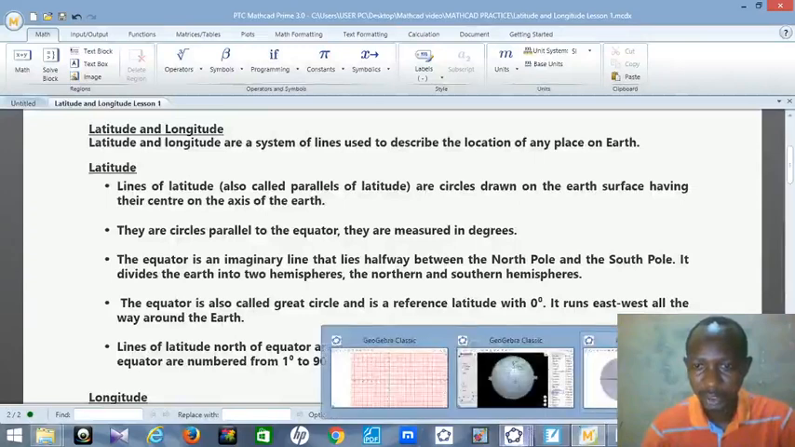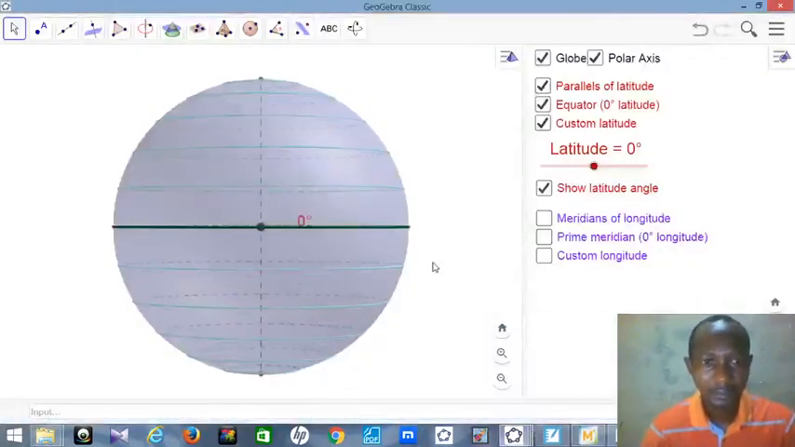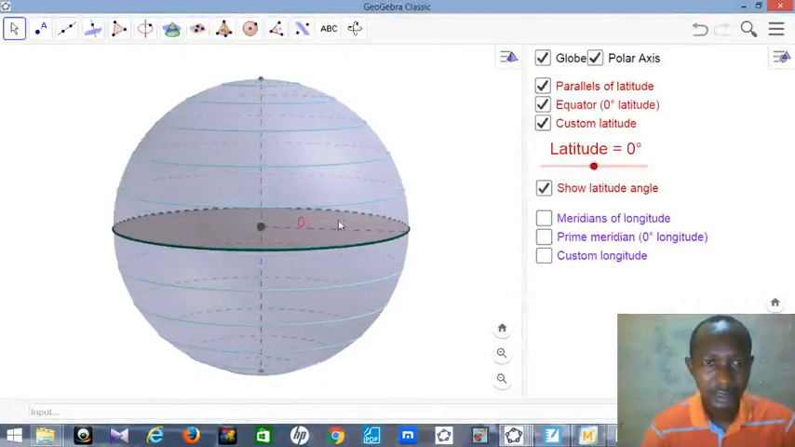Let me demonstrate it here so that you can see it. You can see the 0 degree latitude. This is our reference line. So if you are looking for a point on this top, that means you are going to start movement from here, just like your graph. You start from the x-axis.